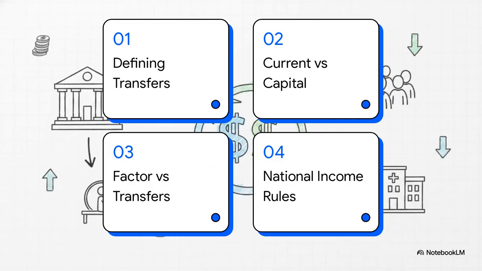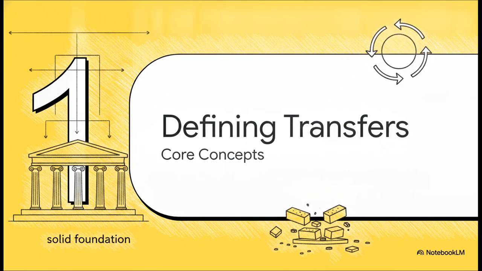Here is our roadmap for this explainer. First, we'll define transfer payments. Then, we'll compare current versus capital transfers. After that, we're looking at factor incomes versus transfers. And finally, we'll wrap up with the National Income Accounting Rules. Section 1. Defining transfer payments.